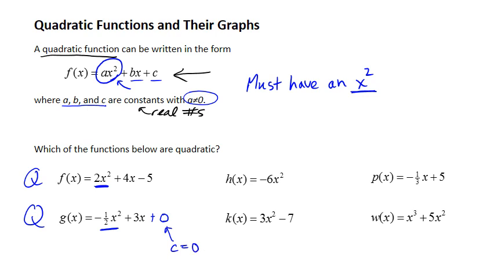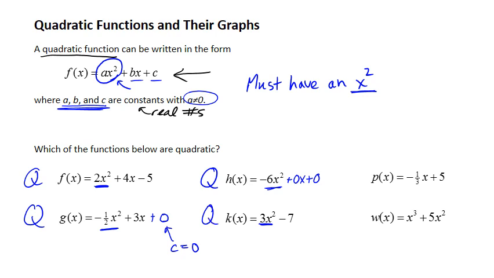In the function h here, we have an x squared term, and that's it. We don't see any other x terms. That is the result of having a 0 b and a 0 c. So again, in terms of our constants, a is the only one that can't be 0. It's okay for the other 2 terms to basically disappear. So this is as well a quadratic. K has the x term missing, but it has the x squared term. So again, that's a quadratic.